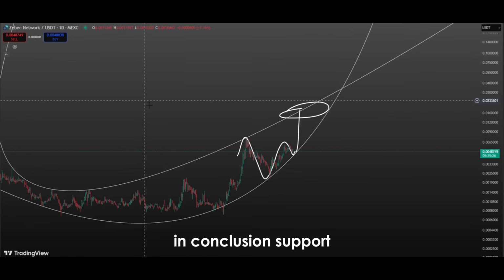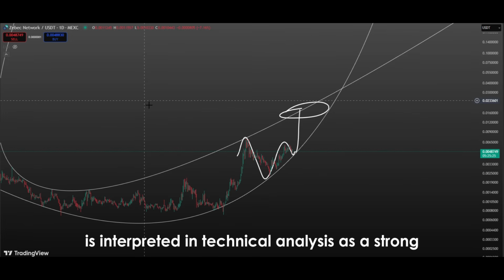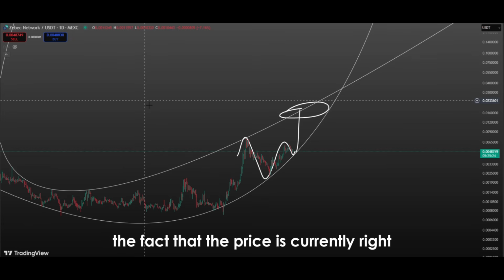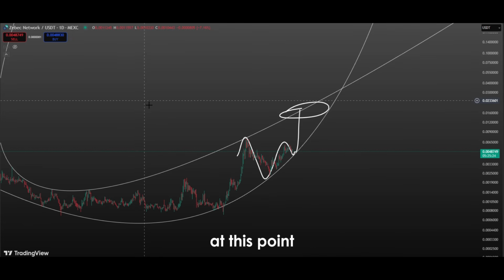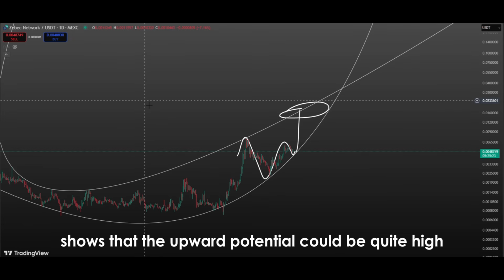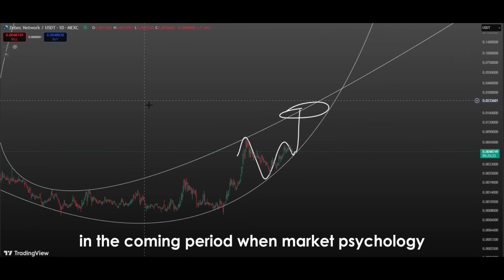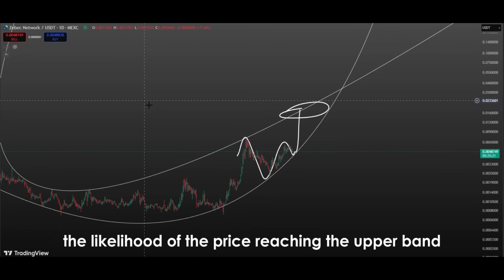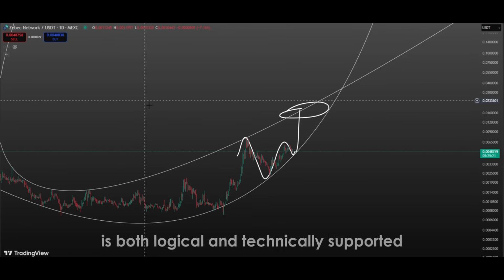In conclusion, support taken from the lower band within an ascending curve channel is interpreted in technical analysis as a strong bullish signal. The fact that the price is currently right at this point shows that the upward potential could be quite high in the coming period. When market psychology, technical structures, volume dynamics, and trend direction come together, the likelihood of the price reaching the upper band is both logical and technically supported.